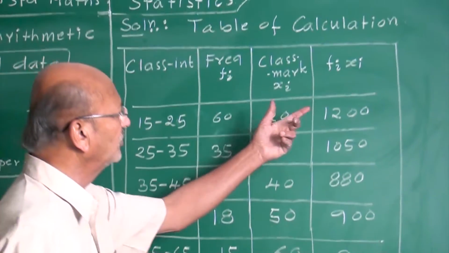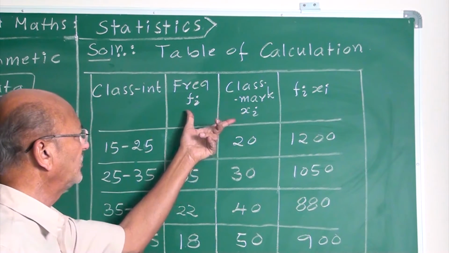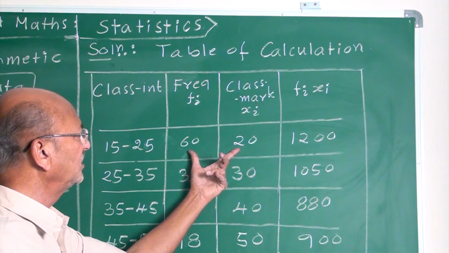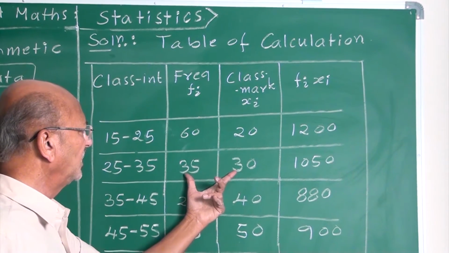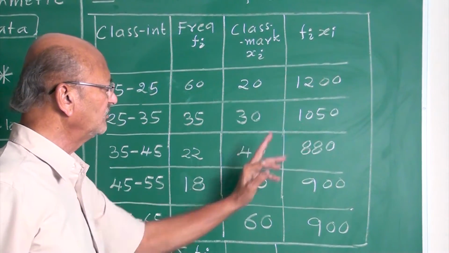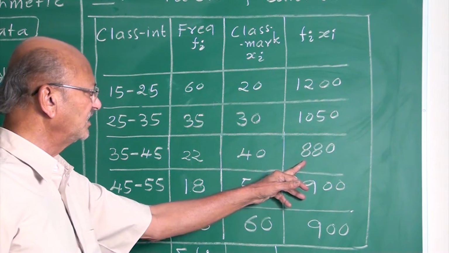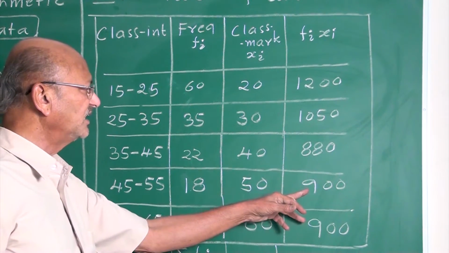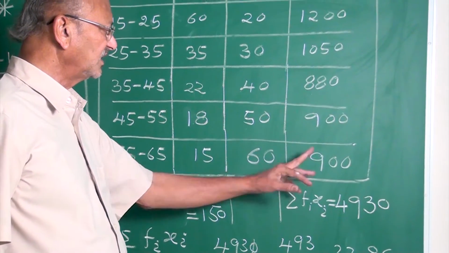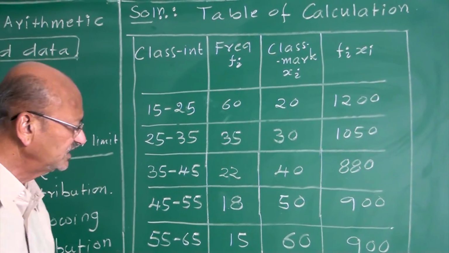Now, what is the next column? We have to find this product. What is that product? Fi into xi. What is this? 60 into 20, 1200. 35 into 30, what is 35 into 3? 105, with this 0, 1050. 22 into 40, 22 into 4 is 88, so 880. 18 into 5 is 90, so 900. 15 into 6 is 90, so 900. What is this column, my friends? Fi into xi.